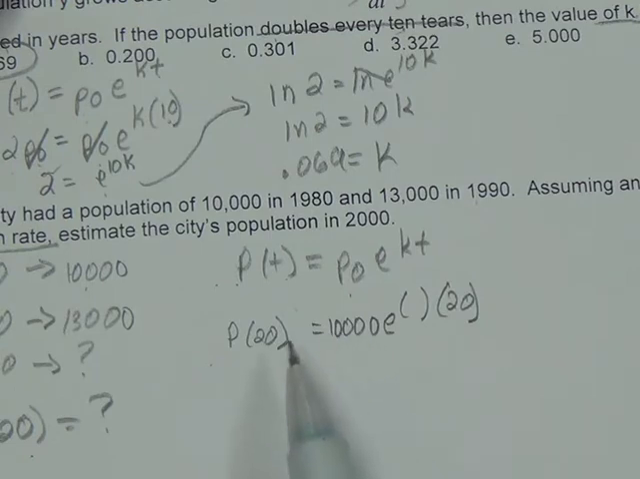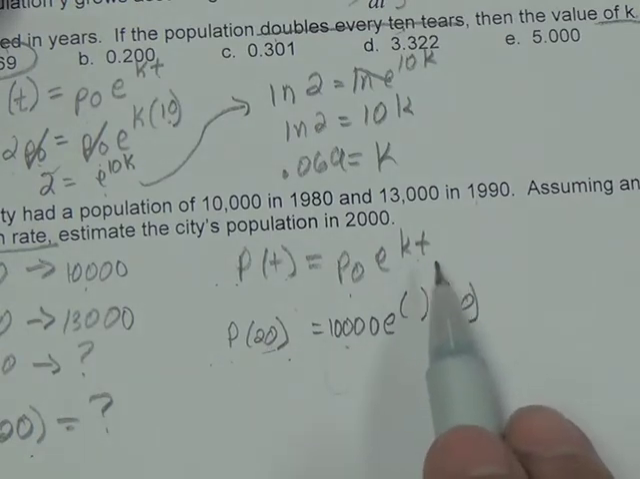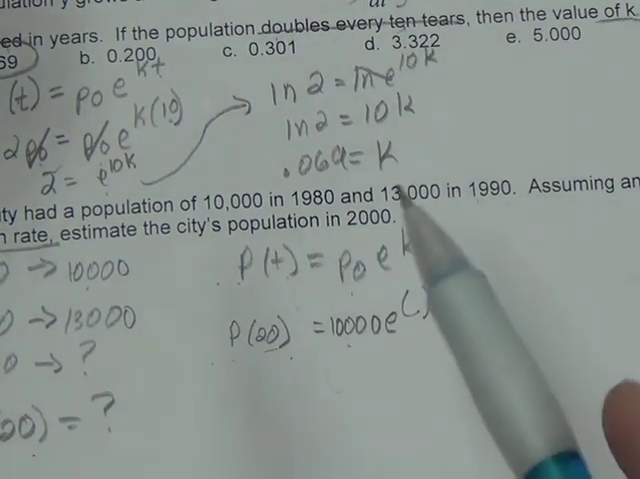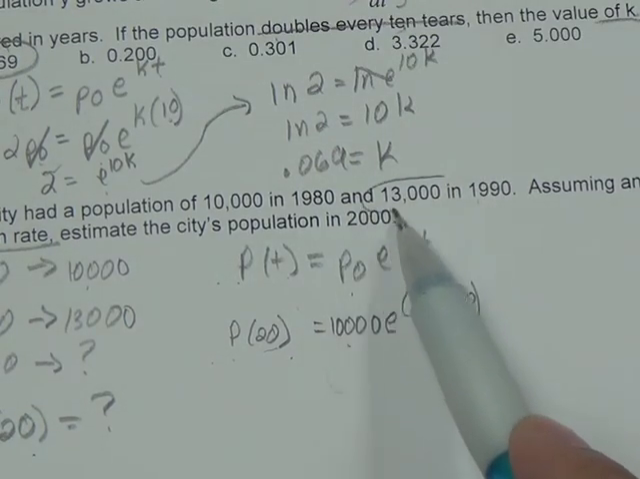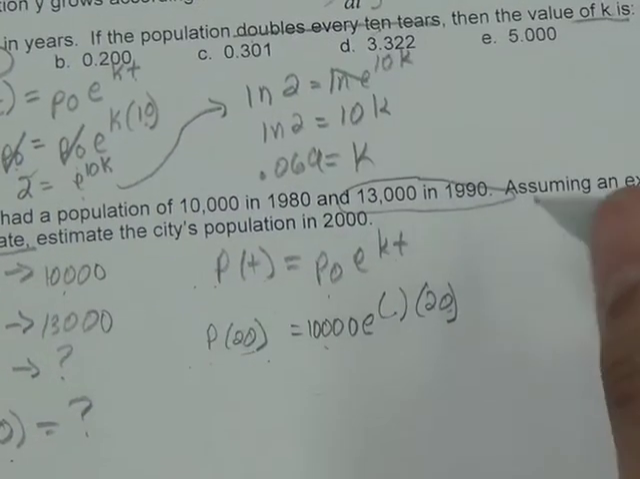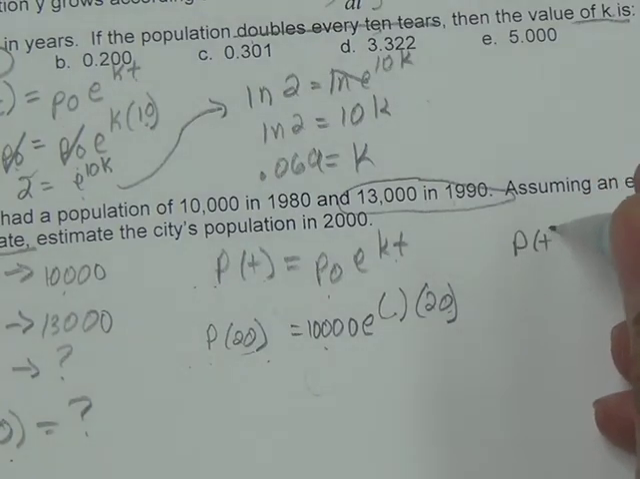So our population after 20 years, this is your initial, this is our time, 20 years. You just don't know your K yet. These are fairly common where you got to kind of go back and forth. The information here you're going to need to use, and that information gives us an elapsed time of 10, 1980 to 1990. So what that means is we're going to set up another one, P of t equals P sub 0 e to the kt.